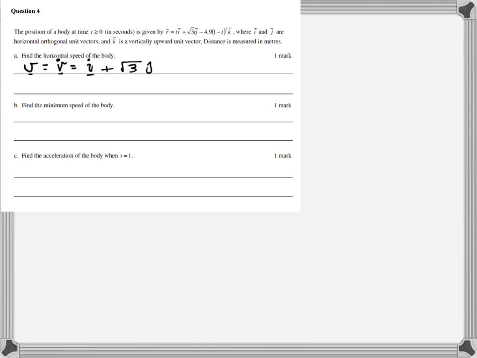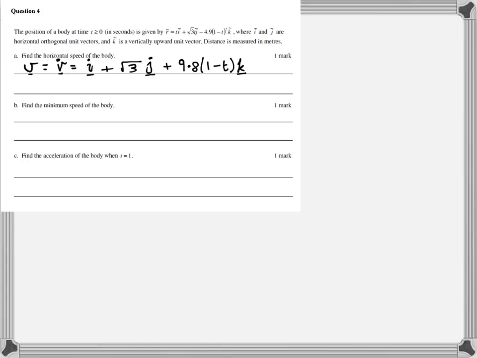Next. Slow it down. Okay, so let's read the question. Question 4, the position of a body at time t is given by this position vector function. i and j are horizontal. Orthogonal means that they're at 90 degrees to each other. So they're perpendicular unit vectors, and k is a vertically upwards unit vector. So think of i and j as covering the space on the ground, k is going up into the air, and we're interested in finding the horizontal speed of the body.